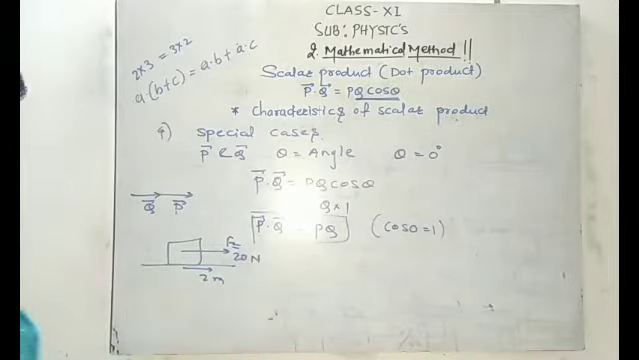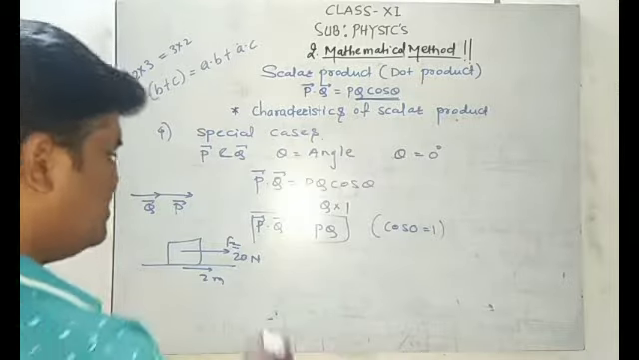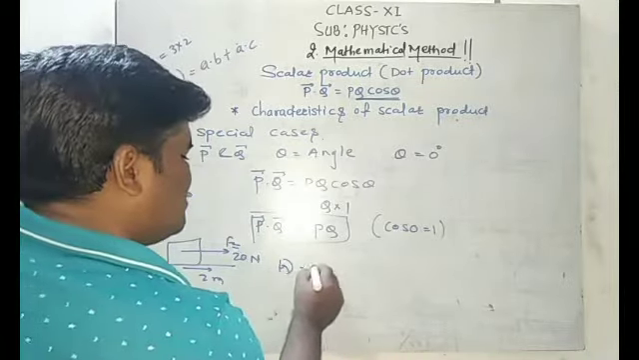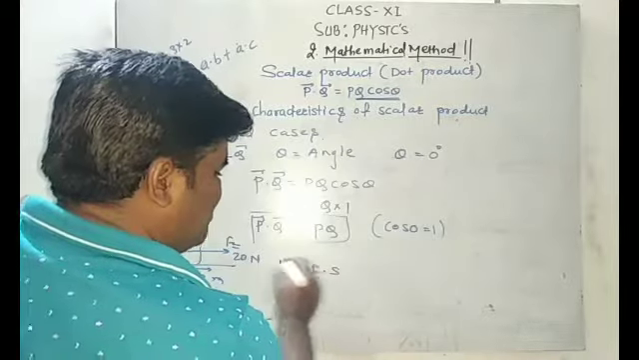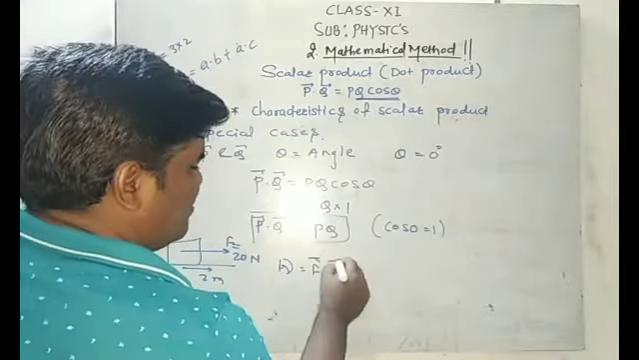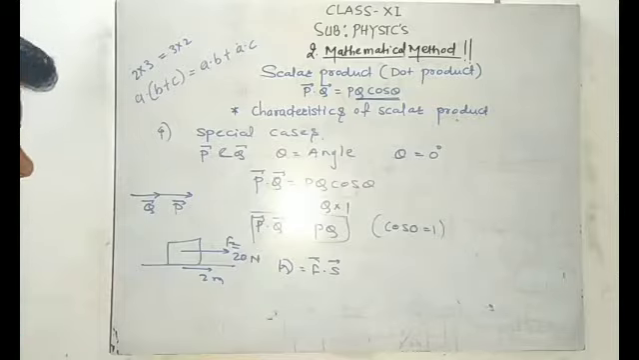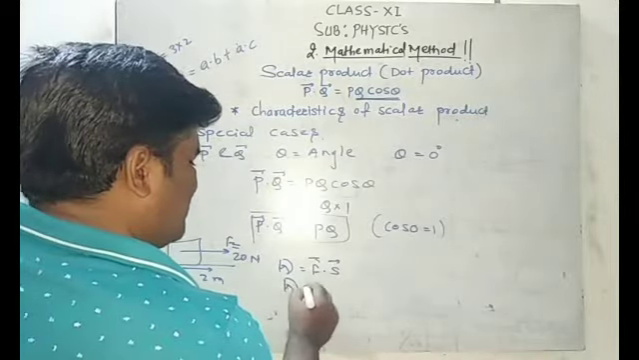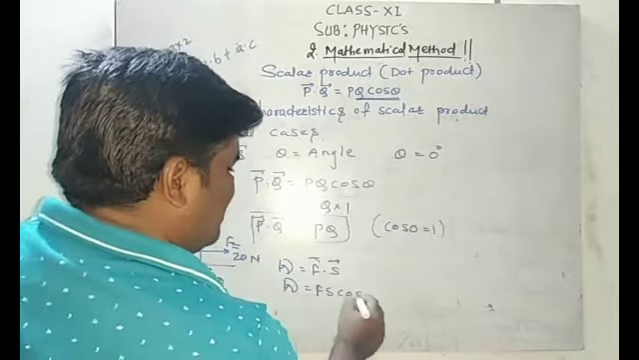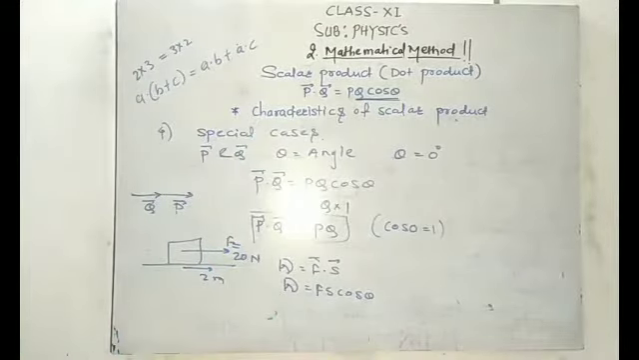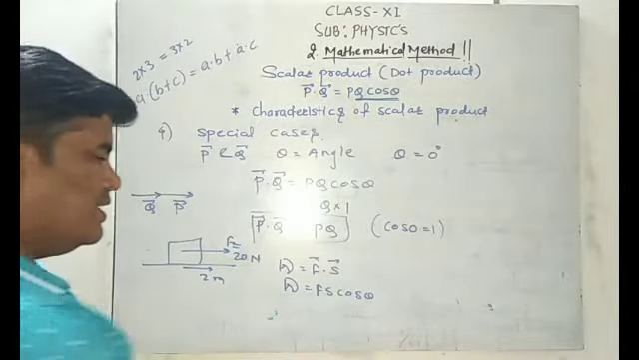20 Newton is the force and 2 meter is the displacement. Then there is work done, right? So work done is equal to force multiplied by displacement. And what is the magnitude? Work done is equal to Fs cos theta, and theta is what? 0.